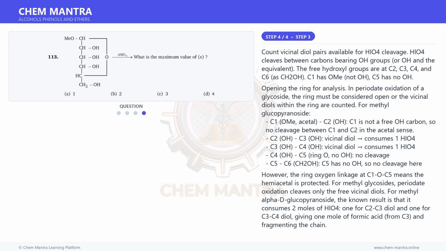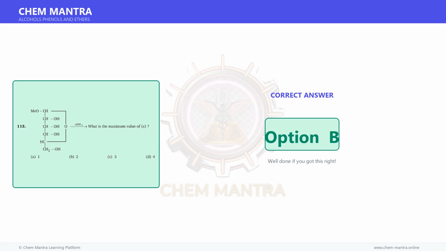Why other options fail? A, 1, undercounts, there are 2 vicinal diol pairs. C, 3, would require an additional vicinal diol pair not present. D, 4, far exceeds available vicinal diol pairs. Therefore, the correct answer is option B.